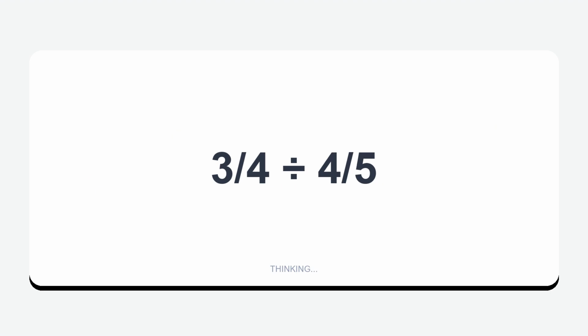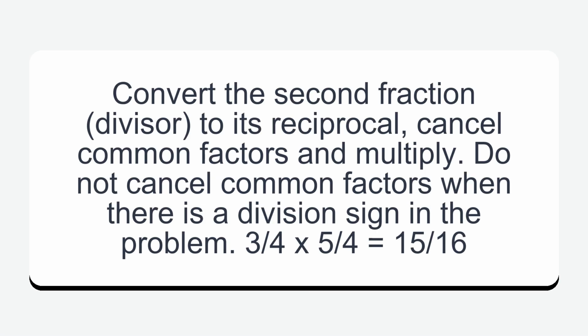3/4 divided by 4/5. Convert the second fraction, the divisor, to its reciprocal, and multiply. Do not cancel common factors when there is a division sign in the problem. 3/4 x 5/4 equals 15/16.